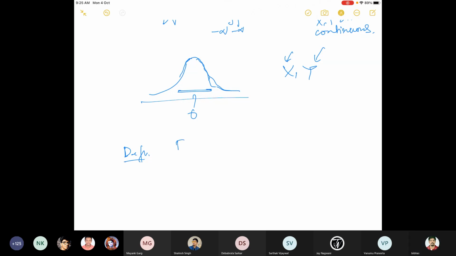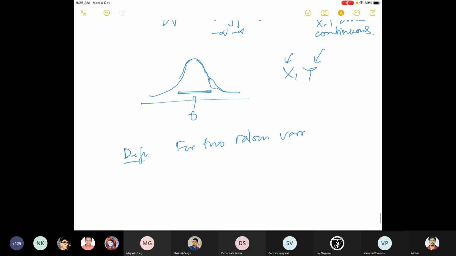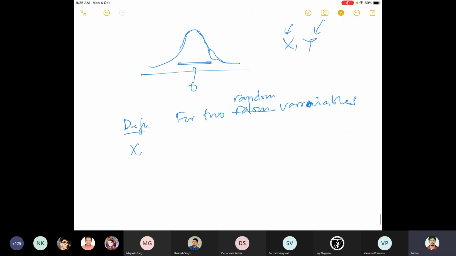For two random variables x and y, the covariance we'll write as sigma xy, or I'll write this as covariance of x and y, and it is defined as follows.